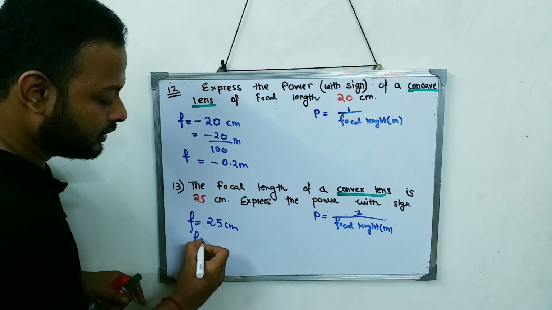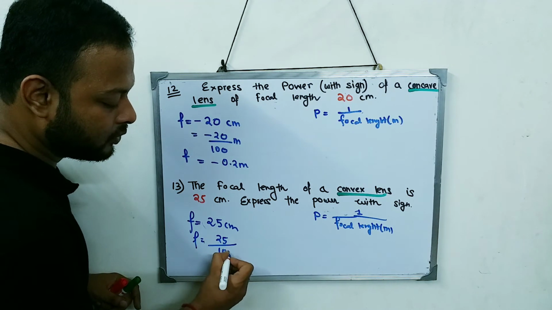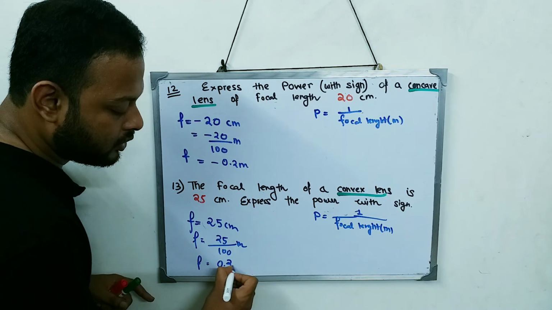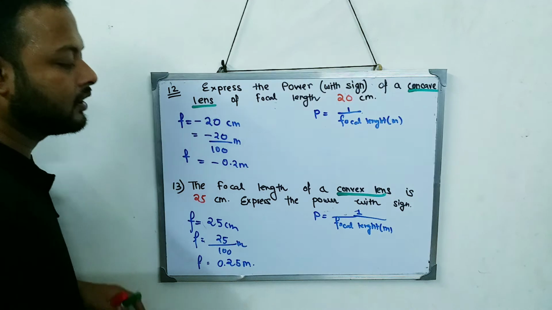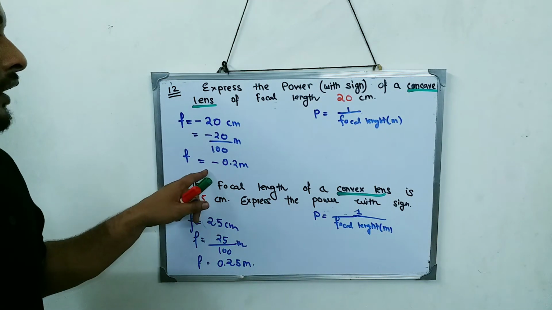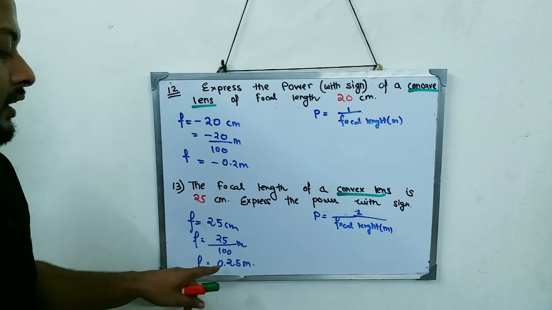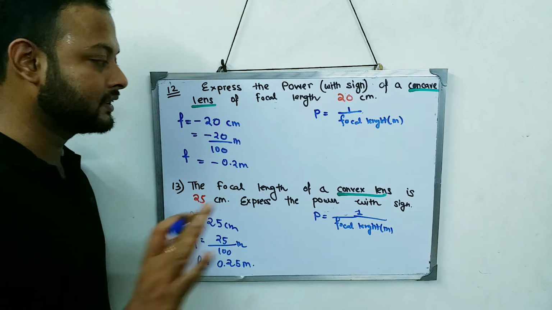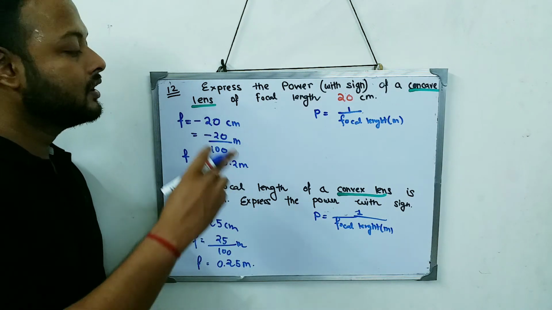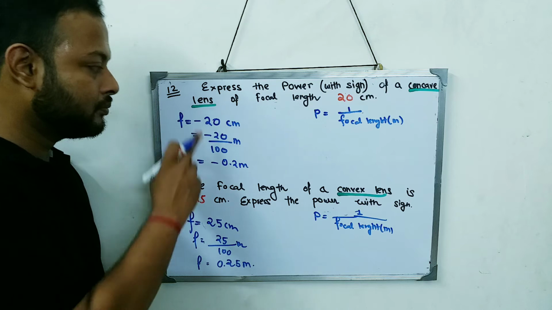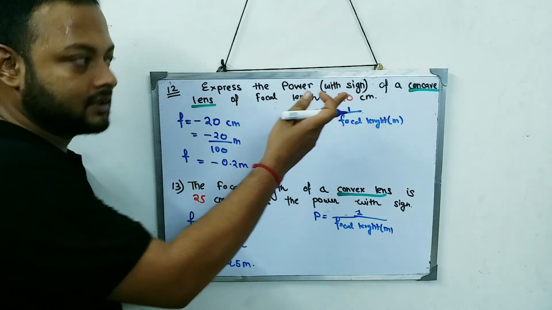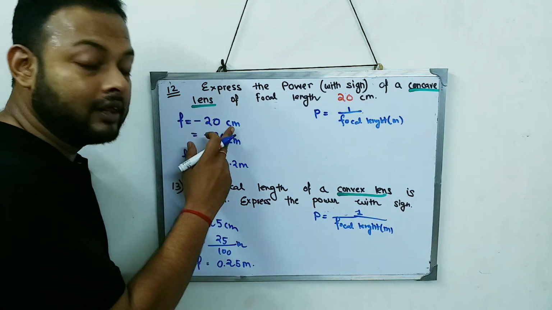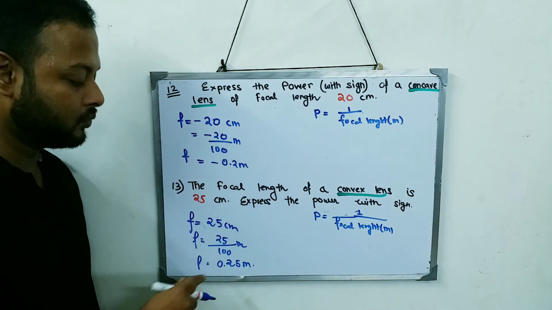Similarly over here, focal length is how much? You do 25 by 100, and 25 by 100 is equal to 0.25 meter. Clear? So focal length over here is minus 0.2 meter. Focal length over here is 0.25 meter. So I've completed the second step. My first step was focal length with the correct sign, positive or negative depending upon the lens, concave or convex. The second step is to convert the focal length from centimeter to the unit meter, which I've done.